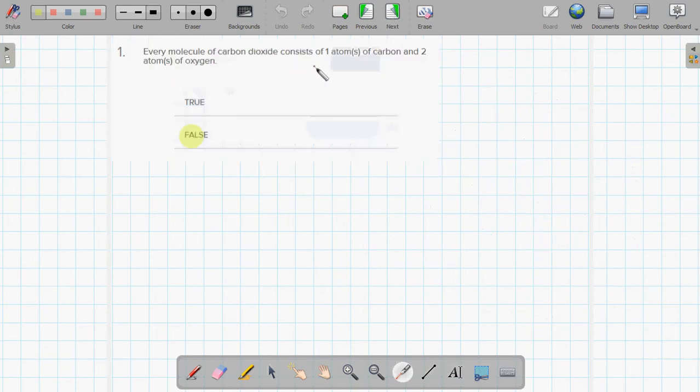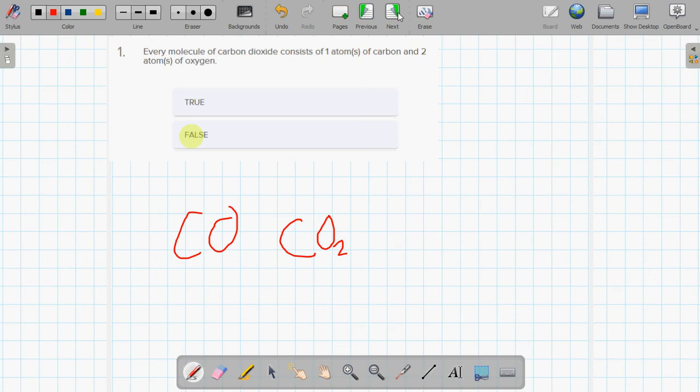Every molecule of carbon dioxide consists of 1 atom of carbon and 2 atoms of oxygen. That is false, because not only do you have carbon monoxide, but you also have carbon dioxide. Okay, so there can be more than one.